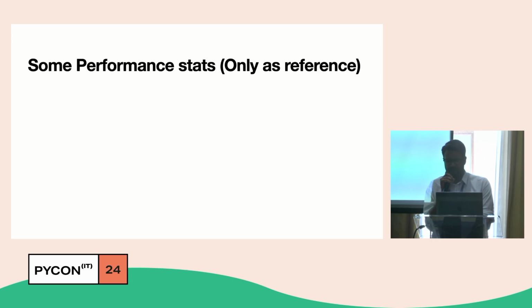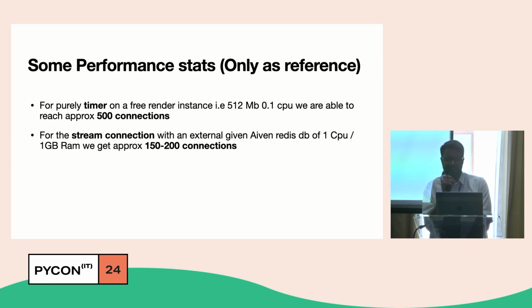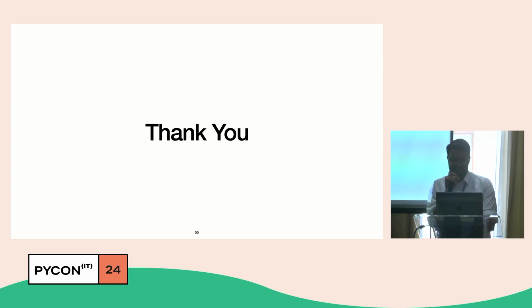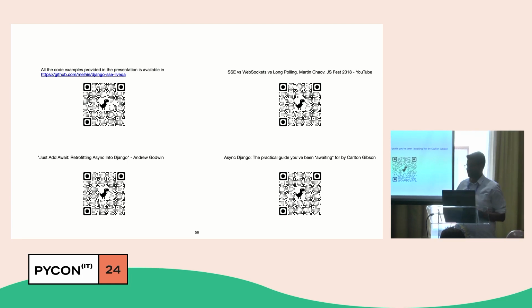I did some small performance stats. Take it with a grain of salt. I ran a Render instance, a free one of 512 MB, very little CPU, and the timer one gave me like 500 connections, and the stream connection with the whole Redis gave me like 150 to 200. Still, just as a reference, again, we are exploring. We have not deployed this in production and I'm not claiming that, but yeah. That's it. Thank you very much.